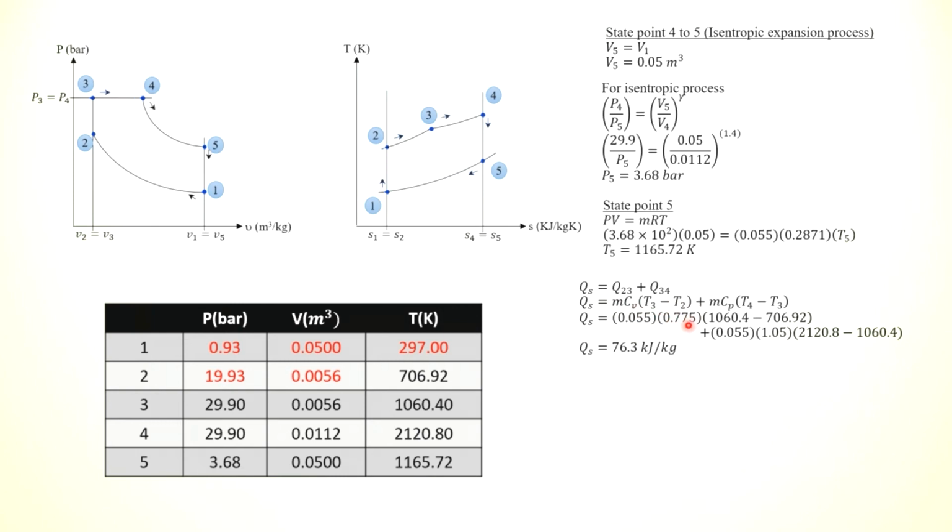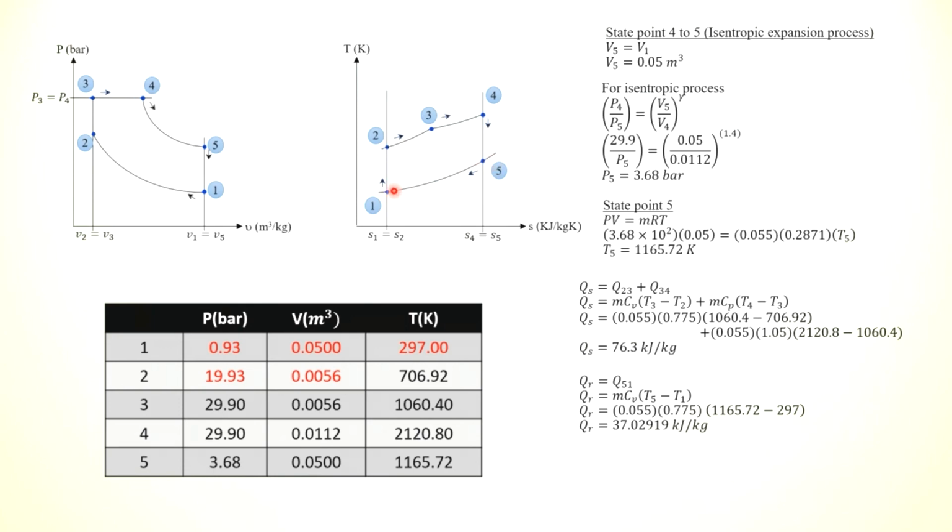Okay, so Cv, they have given us the Cv value. Then multiply by the temperature difference, the mass, and then the question has given us the Cp value as well. Then the temperature difference. So you will be able to find out the heat supply. This is based on 2 to 3 and 3 to 4.